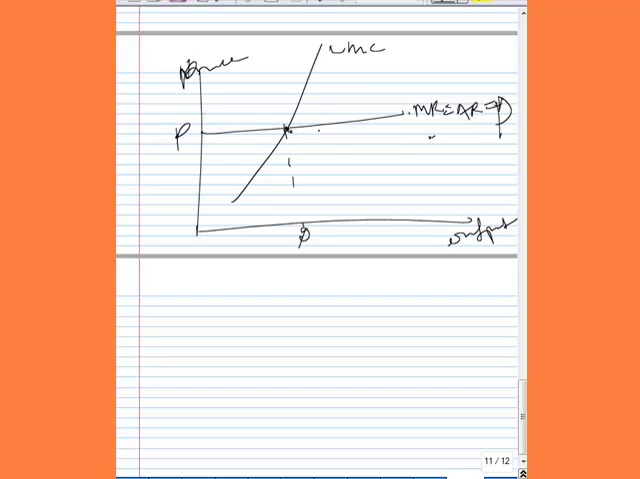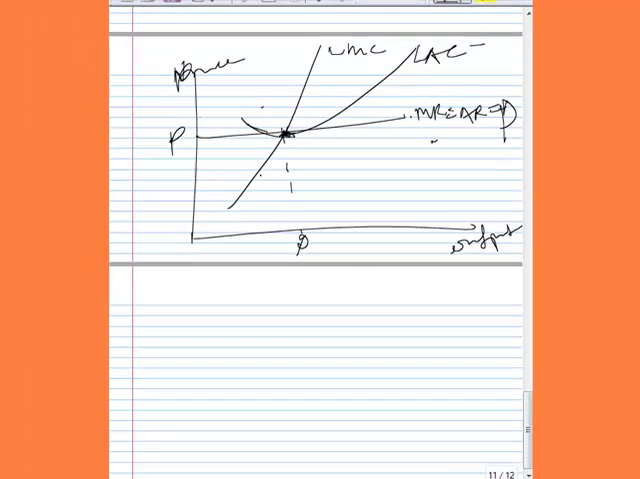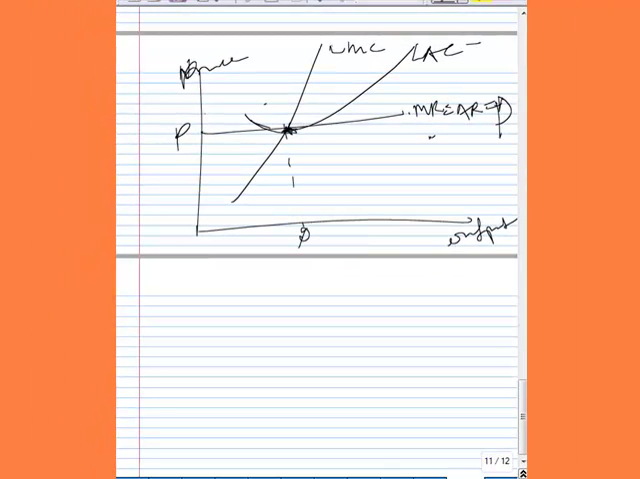Now, what is the long run average cost? The long run average cost is having its lowest point at this point. And at the same point too, the marginal cost equals marginal revenue. So this point is the point of the quantity to be produced. So let's call this point S, and this LMC, LAC, and this is P.